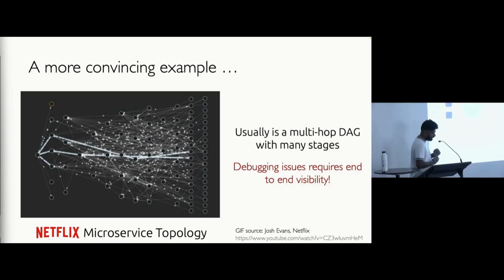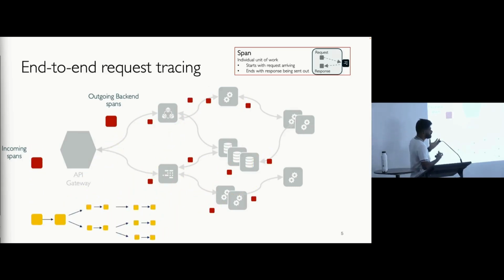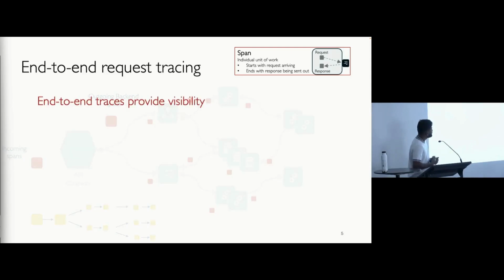That's exactly where end-to-end request tracing comes in, but let me give you a brief primer. A span in distributed tracing is an individual unit of work which starts with the request arriving and ends with the response being sent out. In this example, you have 2 kinds of spans: the red and the yellow. The point of end-to-end request tracing is essentially to put together spans of the same type so that you can have a coherent trace of execution. Now you can go and see exactly where the yellow request had trouble in processing, and so on. These end-to-end traces are extremely useful, and they provide a lot of visibility.